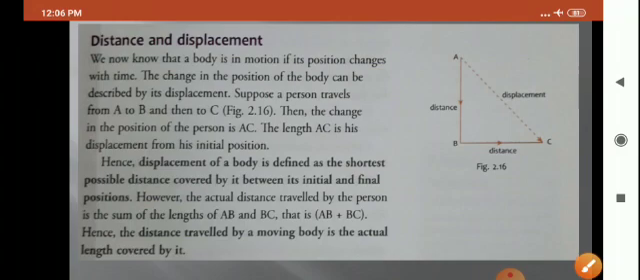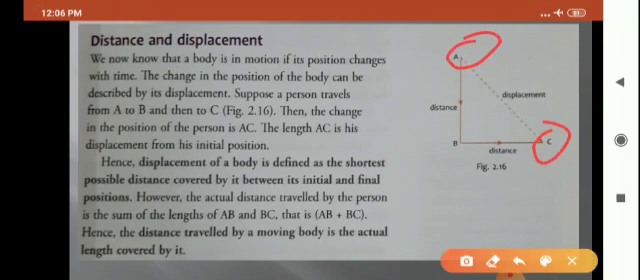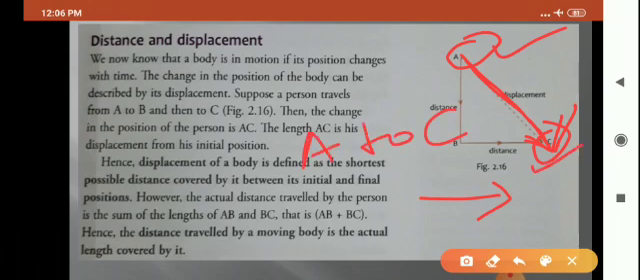Means if the person is moving from point A to point C, the person is moving in a fixed direction. We will say that displacement is taking place in a fixed direction, and the shortest possible distance covered between two positions, that is initial and final position, and in a fixed direction, is known as your displacement. Displacement always takes place in a fixed direction. That is, if the displacement is taking place from point A to point C, we will say that displacement is from A to C, not from C to A. Okay, displacement always takes place in a fixed direction. I hope children I am clear to you.